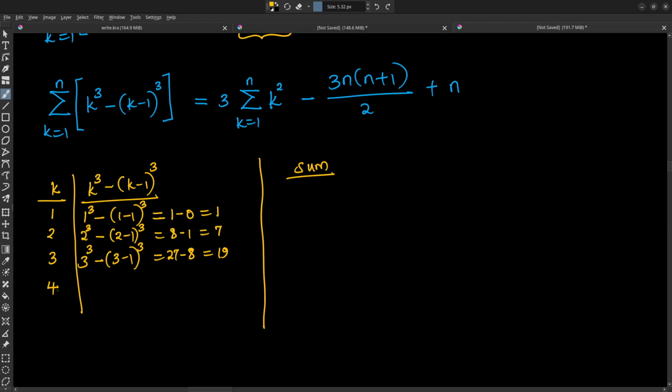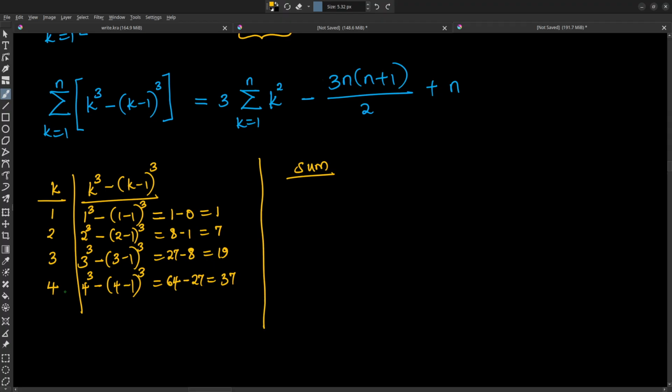We move on. When k is 4, the expression is going to be 4 to the power 3 minus 4 minus 1 cubed, right? What is 4 cubed? That's obviously 64, minus 4 minus 1, that is 3. 3 cubed is going to give us 27. And what is 64 minus 27? That sounds like 37. Yes, it's 37. Okay, so these are the values of the expression for the different values of k.